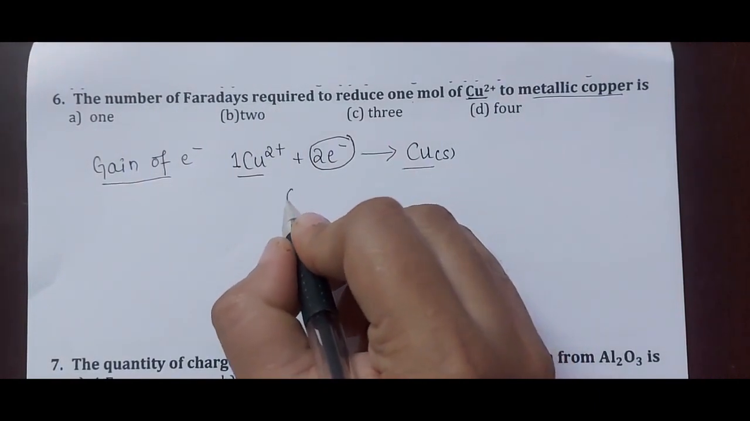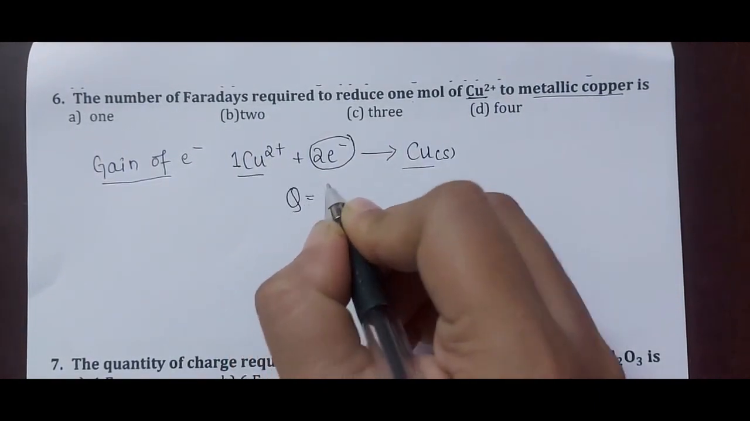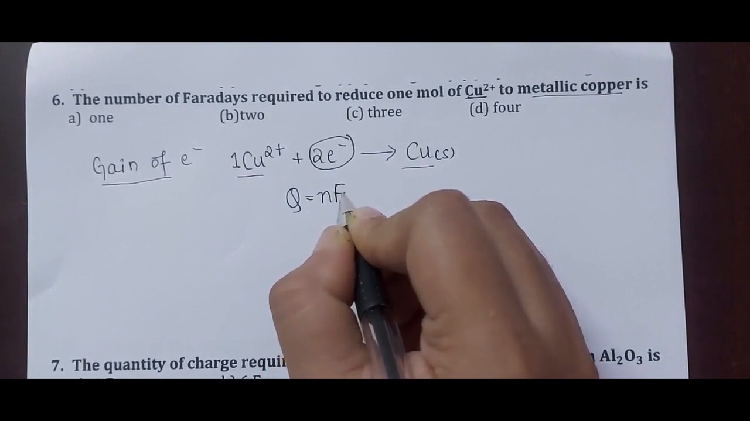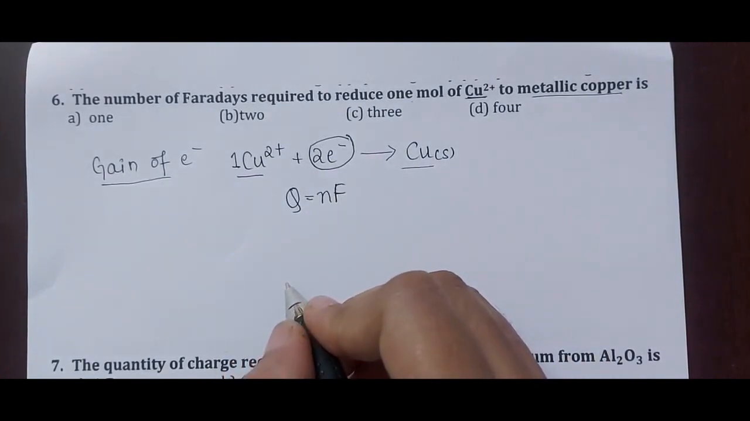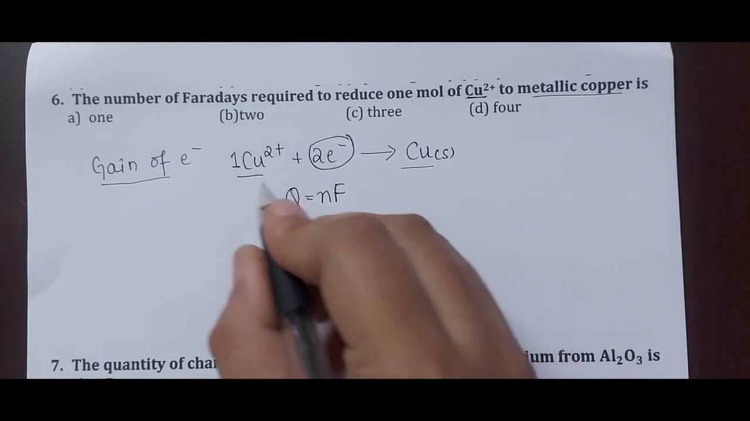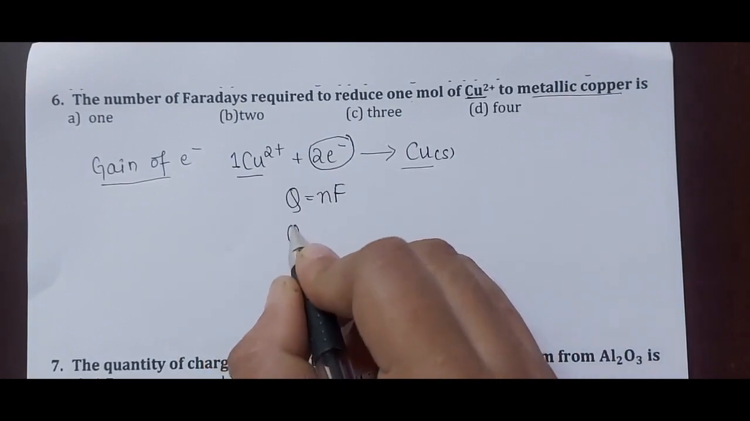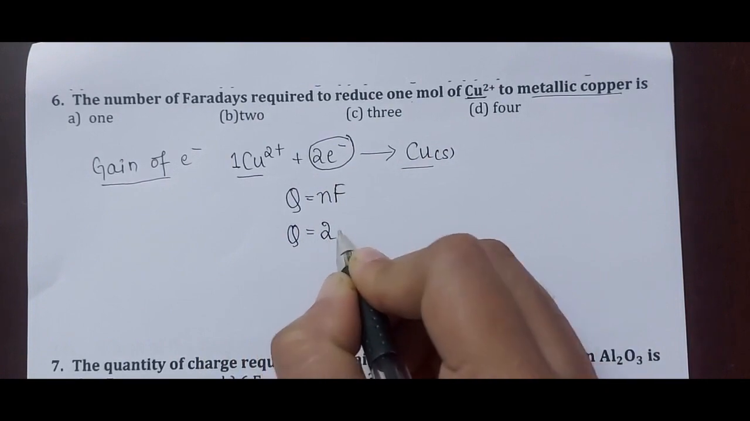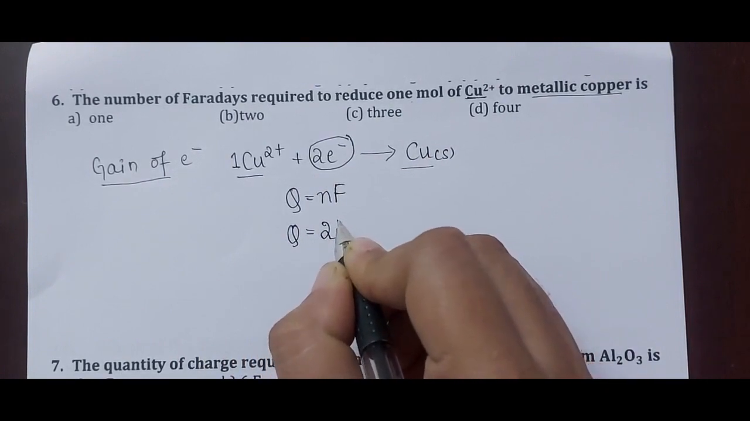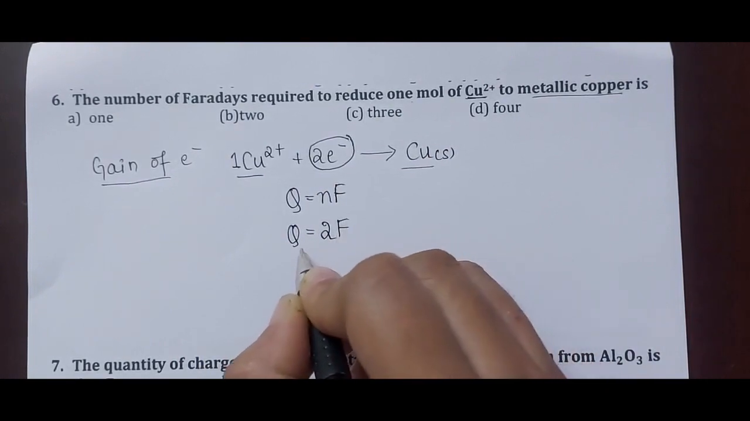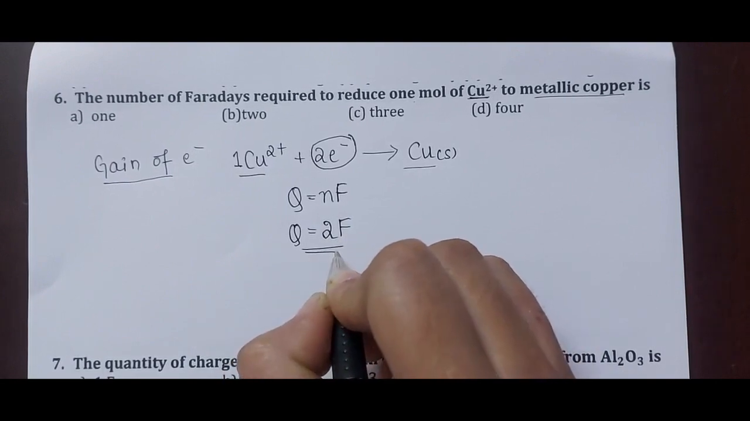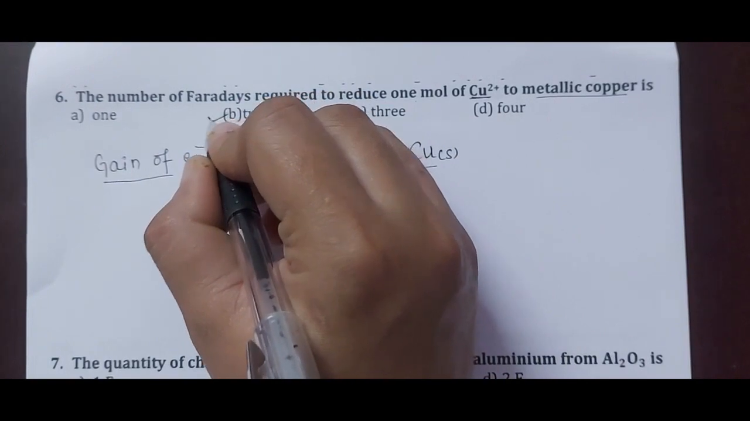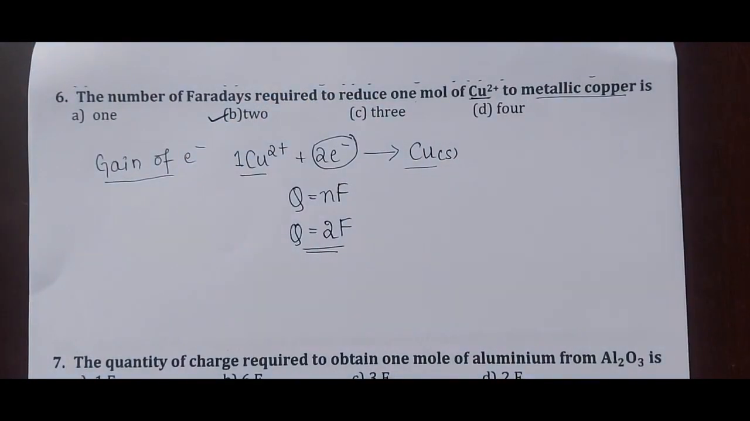So a simple relation here we can write is Q equal to nF. Q is the quantity of electricity required to deposit the given number of moles of copper. So Q becomes equal to number of moles of electrons, which is 2. So the number of Faradays required to reduce 1 mole of copper ion to metallic copper is 2, and hence the correct answer is option B, 2.